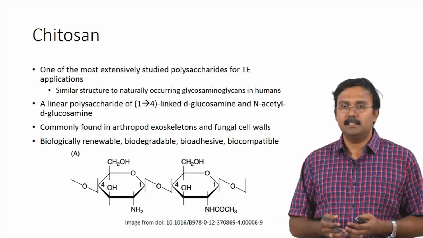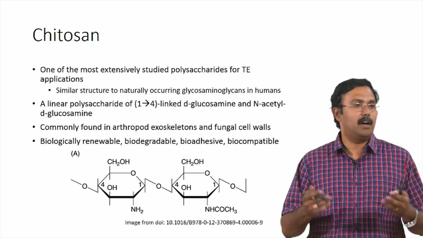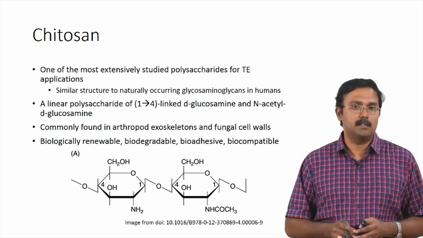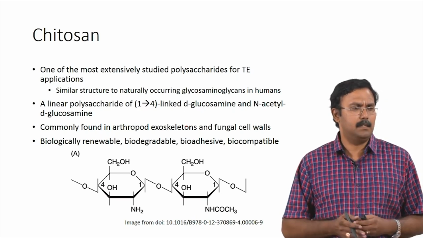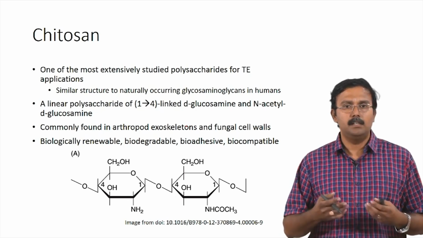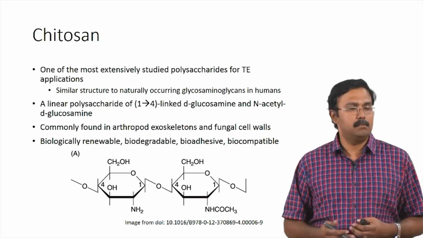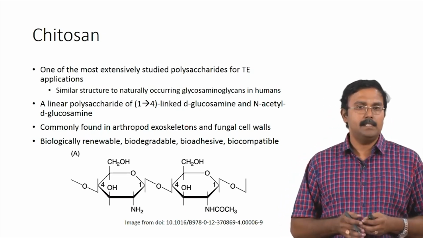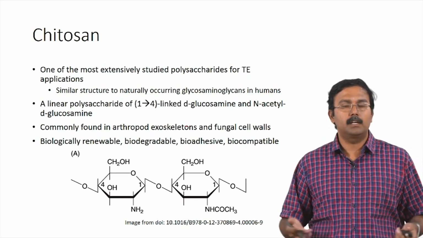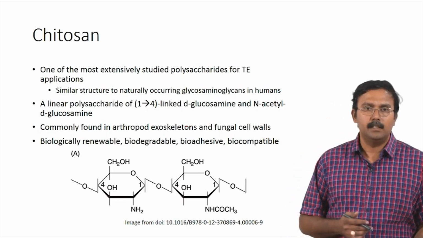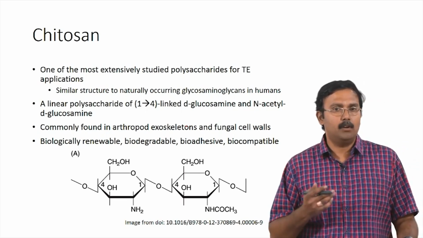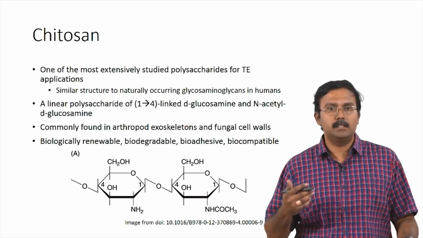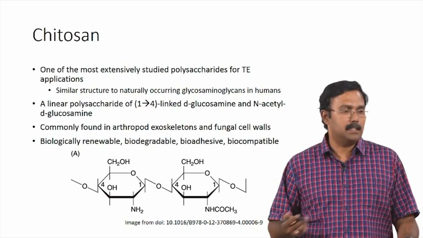So, because of this there is actually a lot of abundance when it comes to chitosan. Because of this, it is actually reasonably inexpensive. It is also biodegradable, bioadhesive and biocompatible. So, for these reasons people have actually explored chitosan extensively, and it is basically a linear polysaccharide of 1,4 linked glucosamine and N-acetyl glucosamine.